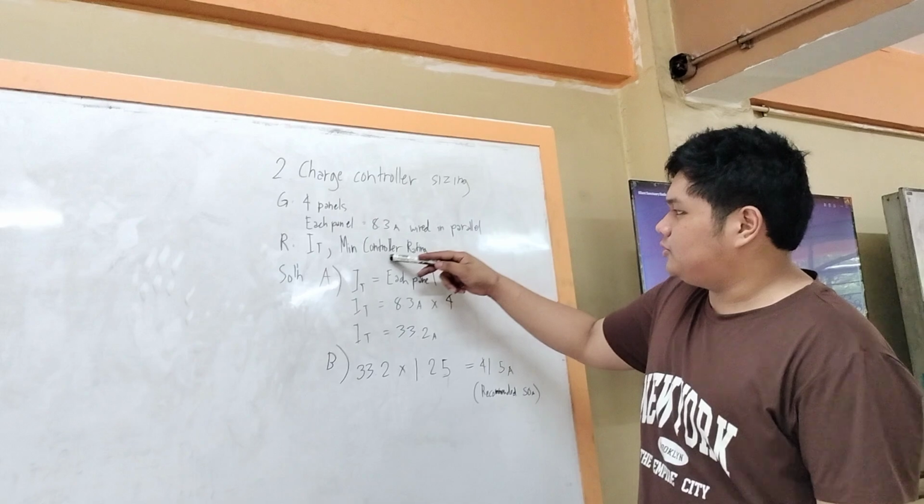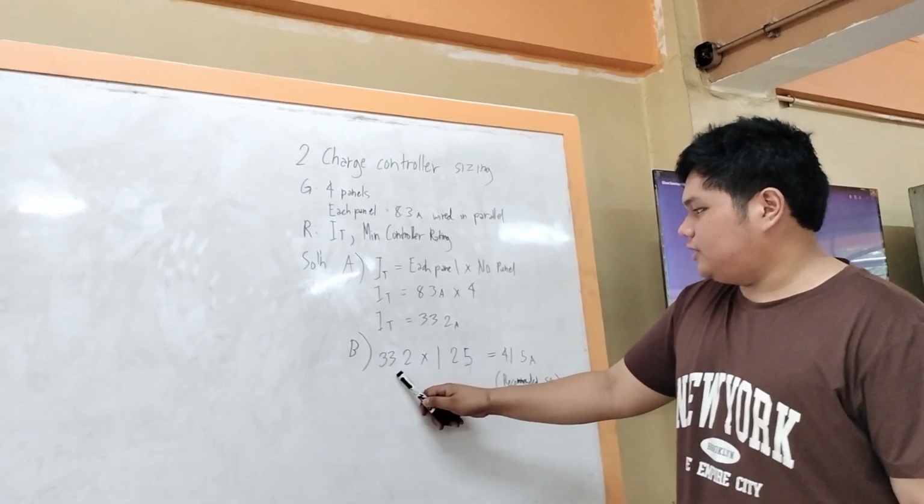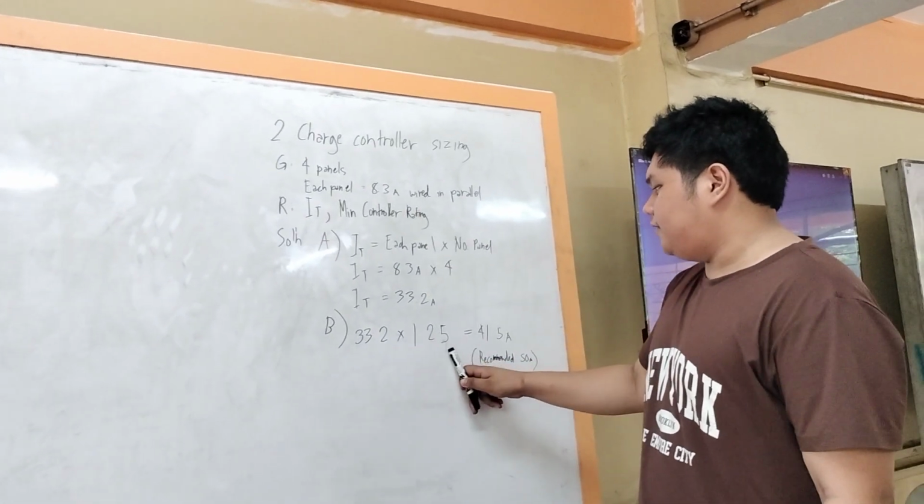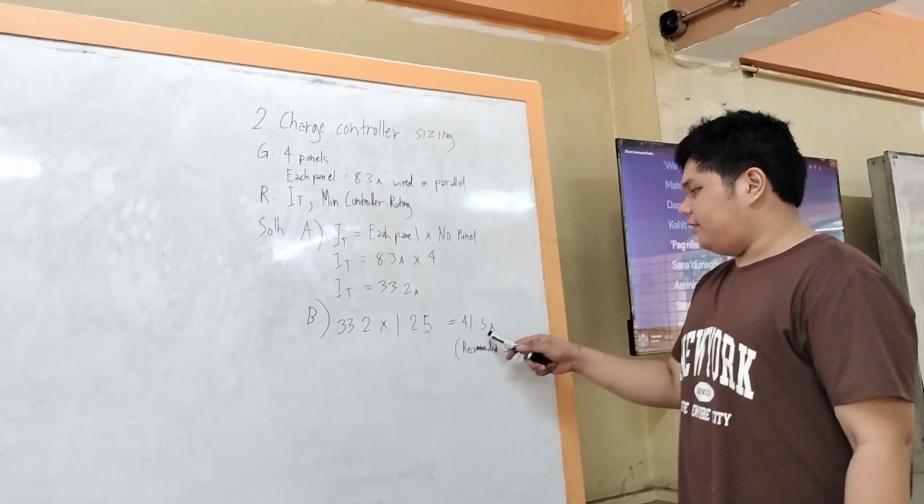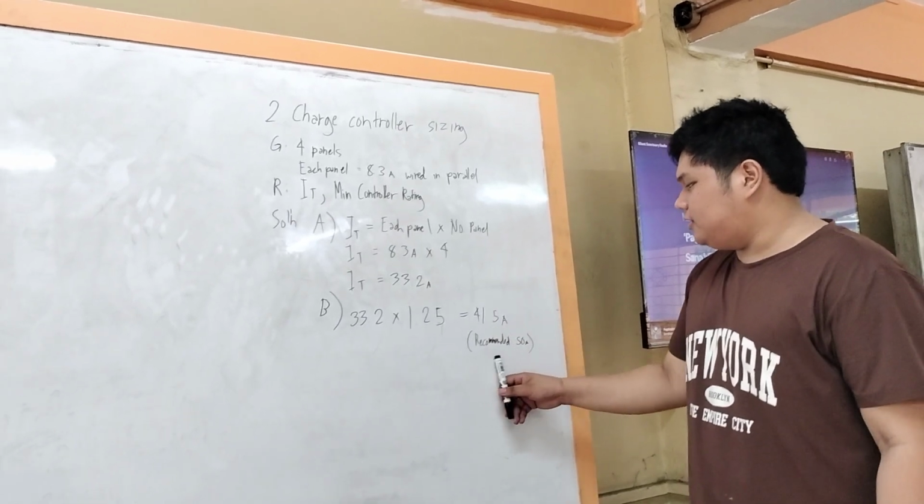Then B, the minimum controller rating. We have 33.2 times 1.25. We have 41.5 ampere. But the recommended is 50 ampere.